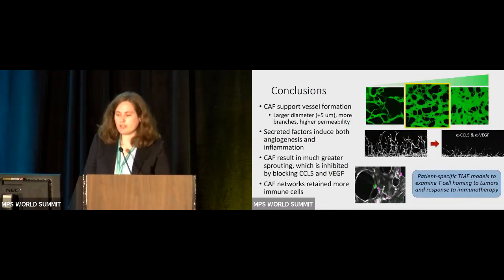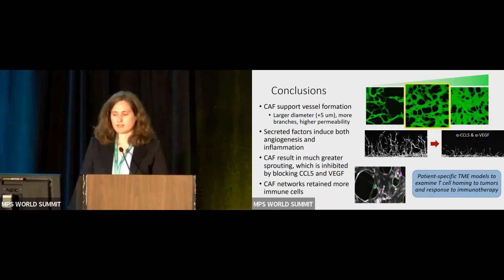So in conclusion, I want you all to see that the cancer-associated fibroblasts support vessel formation in this vasculogenesis model. And this resulted in slightly larger diameter vessels, changes in the number of branches and branch length, as well as increased vascular permeability to 70 kilodalton dextran. And so while we saw a range of geometry and phenotypes in these cancer-associated fibroblast networks, most of them live somewhere in the middle here, with nicely perfusible vessels that look quite similar to our normal vessels.